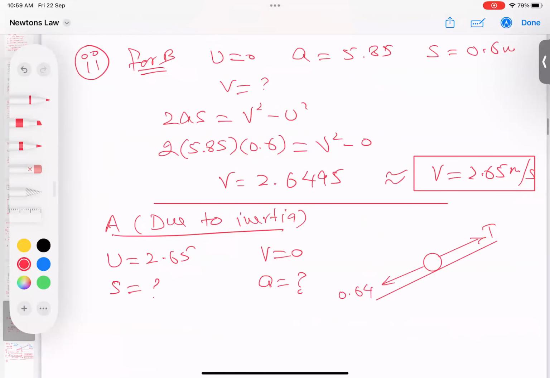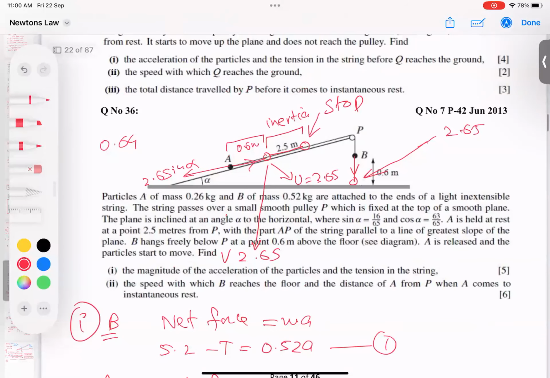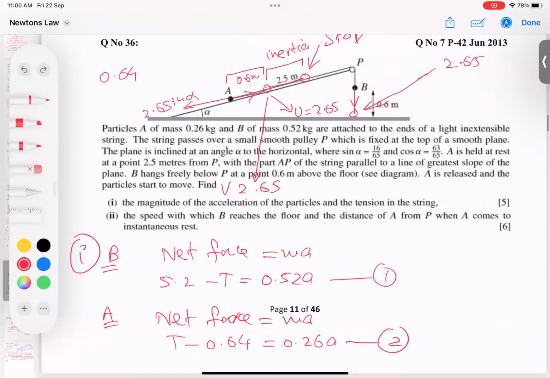Okay, so what is the basic formula? Because the system is going upward, net force equals MA. So tension minus 0.64 equals MA. And what is the mass of particle A? That is 0.26. So 0.26 a.